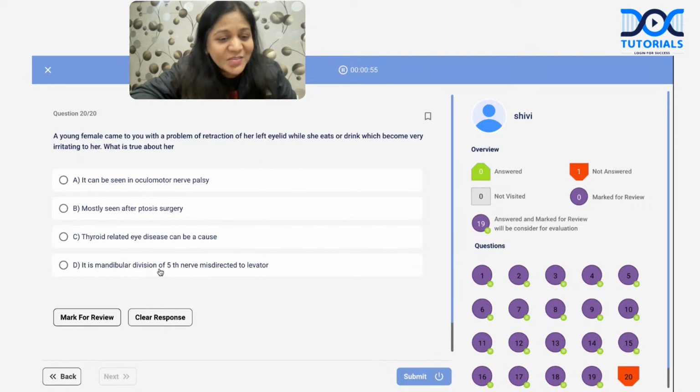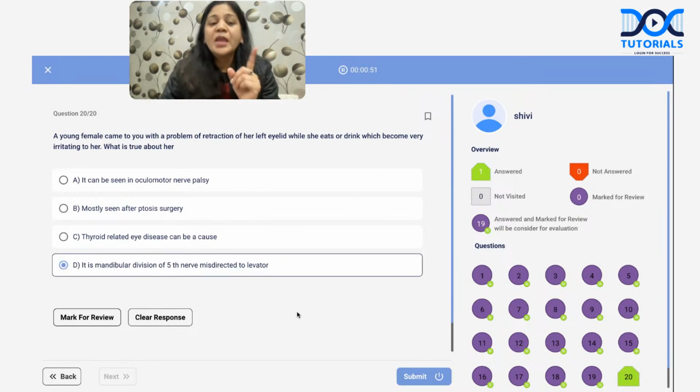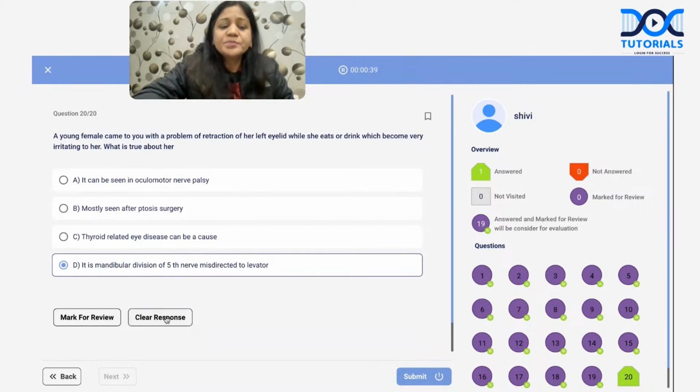It is the mandibular division of the fifth nerve misdirected to the levator. This is the correct answer. I told you, there is a cross connection. So the LPS, instead of getting supplied by the third nerve, is now getting supplied by a branch of the fifth nerve. So the moment you eat, you take the jaw to the opposite side, this will be there.